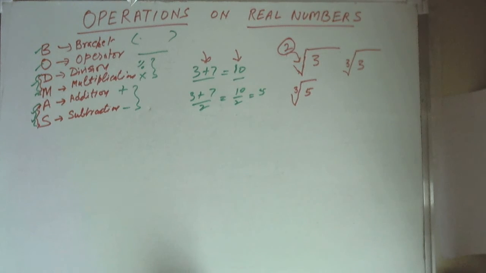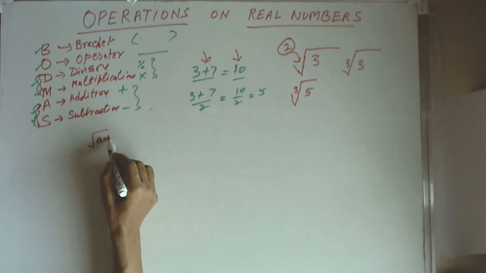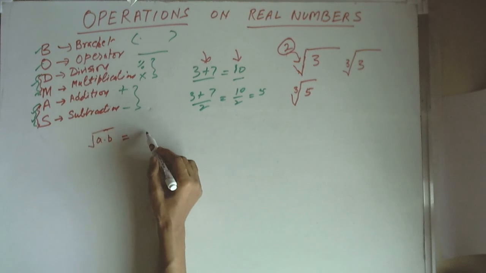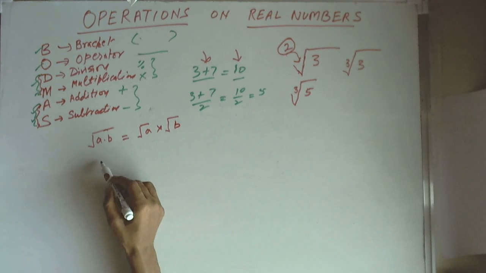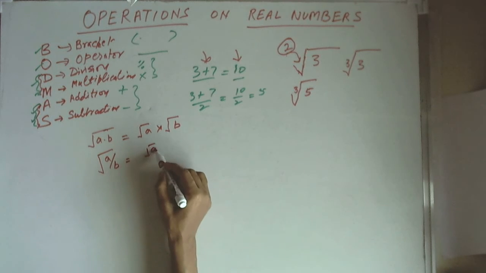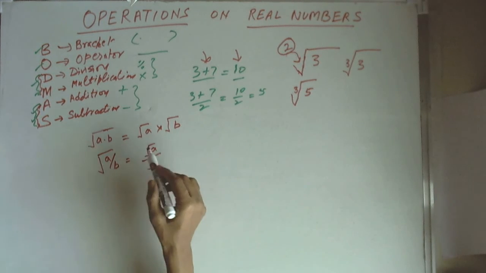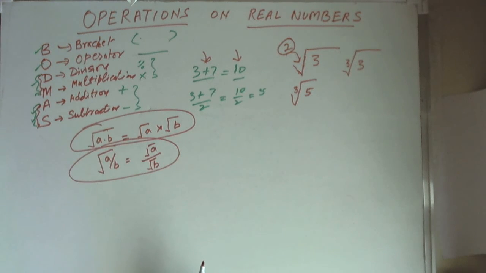Now, numbers having this combination is what we need to learn. And the basic rules of radical operation are: under root of a times b is equal to under root a times under root b, and another rule is under root of a over b is equal to under root a over under root b. So these are basically the two rules which will govern irrational number operations, whereas all other rules are quite similar.